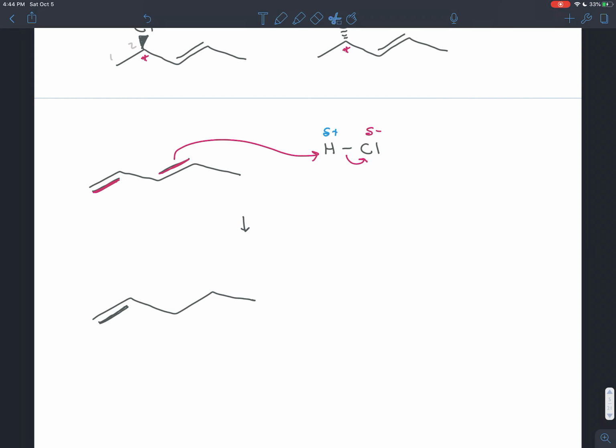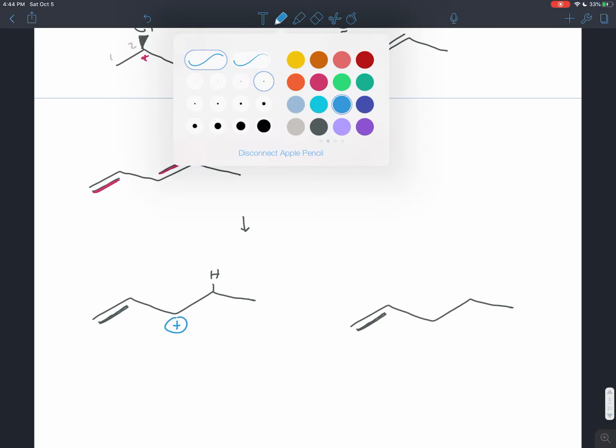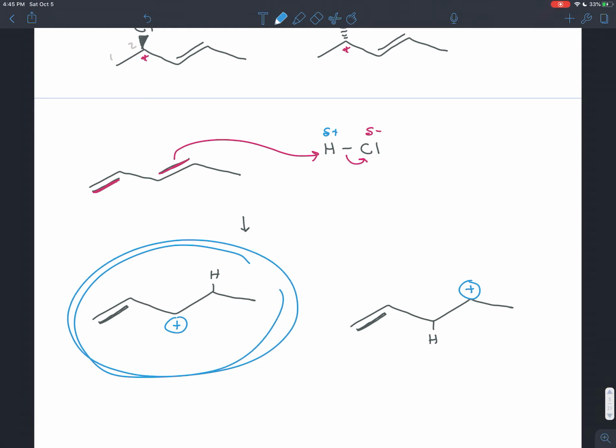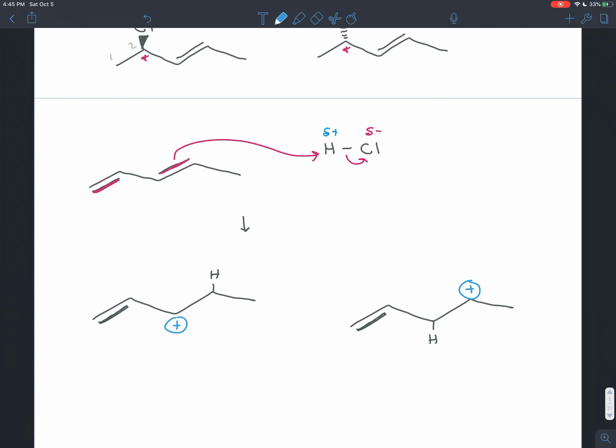So you could imagine the hydrogen either, so let me duplicate this. You could imagine the hydrogen either going here, in which case you would have a positive charge on that other carbon, the one that just lost the electrons, or the hydrogen can add to that carbon and you have a carbocation further away on the other carbon. Now both of these are secondary carbocations. The carbon that has the positive charge is bonded to 2 other carbons. But the carbocation on the left is much, much, much more stable because it's allylic.